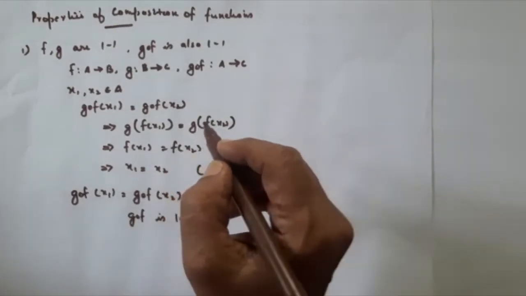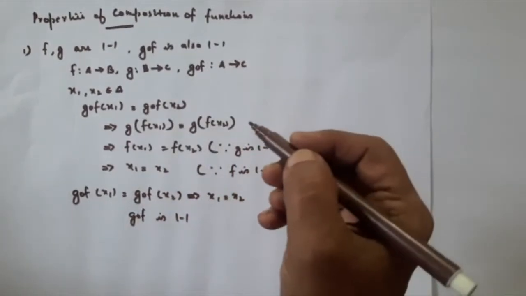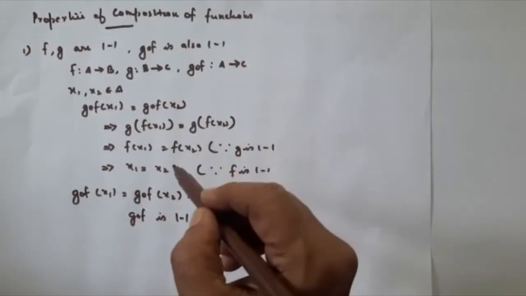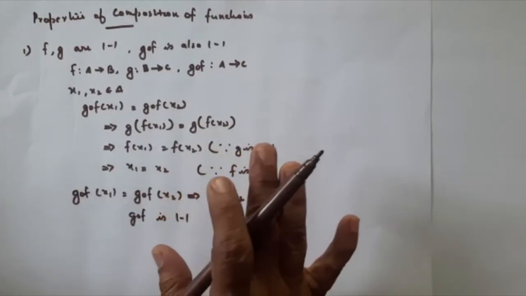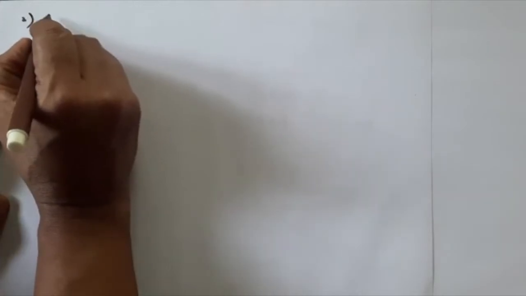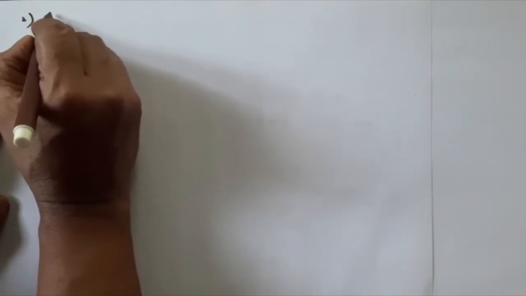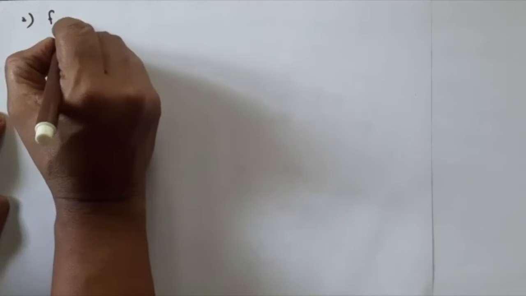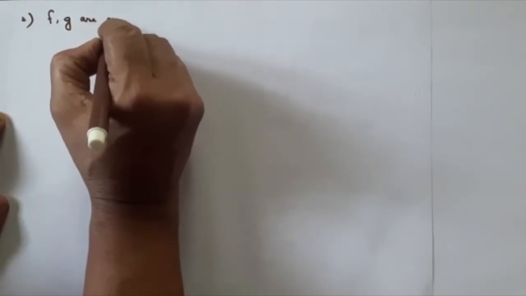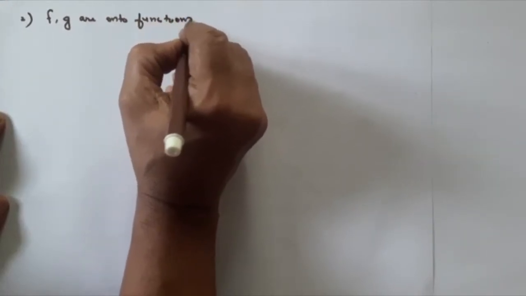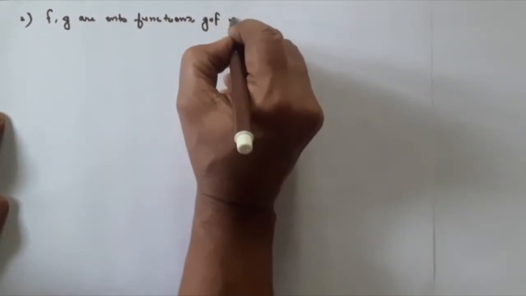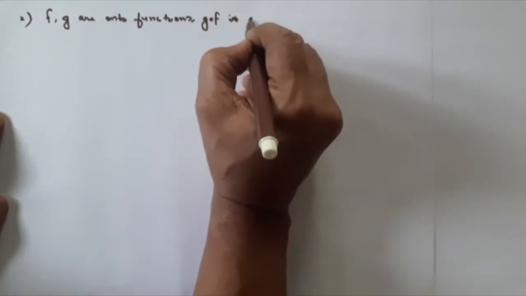Now, you know, if any of the functions f or g is not 1-1, then g dot f is also not 1-1. Now, let us take the second property. The second property is this. If f and g are onto functions, g dot f is also onto.